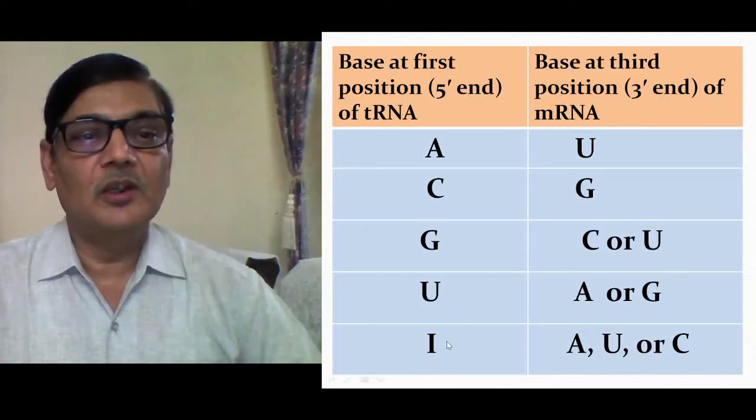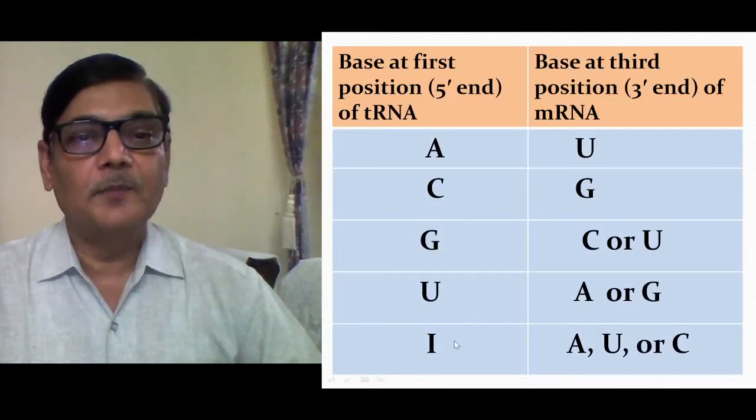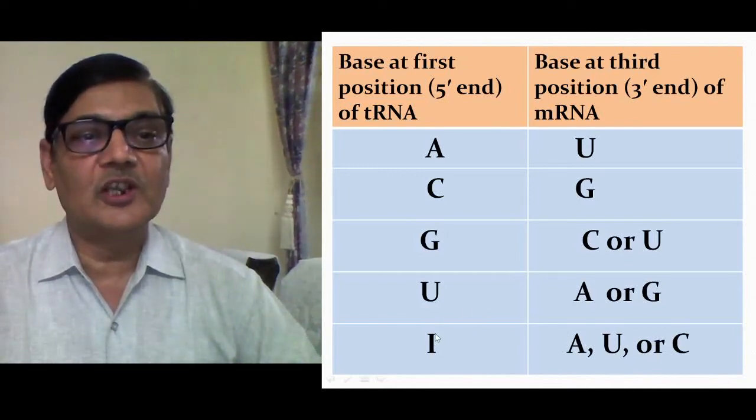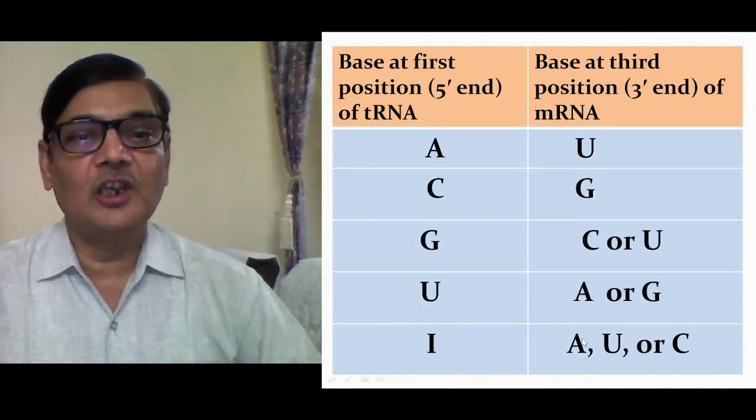There is one more kind of base, that is inosine. It is a different form of actually guanine. So this inosine has the ability to pair with A, it can also pair with U, and it can also pair with C. So if an I base is there at the first position in transfer RNA, then it has the ability to pair with three bases of the third letter of messenger RNA, that is A, U or C. Except G, it will be pairing with the other three.